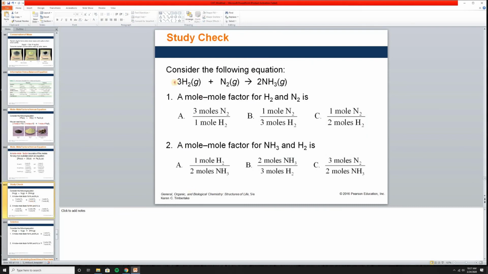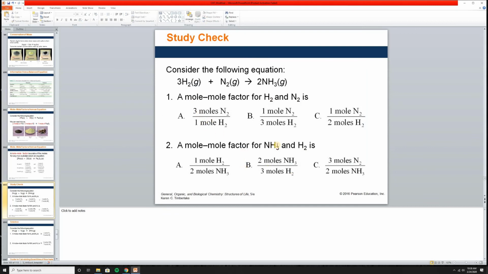So consider the following equation. A mole-mole ratio, or mole-mole factor, for H2 and N2 is what? So we want to see the mole ratio of H2 to N2. Now we know that 3 moles of H2 react with 1 mole of N2, so our reaction ratio is going to be 3 to 1. Not A. This one makes sense, and this one doesn't. This is 1 to 2. It doesn't make sense. So the answer is B, because it's 1 mole of N2 to 3 moles of H2. The other one doesn't make sense.